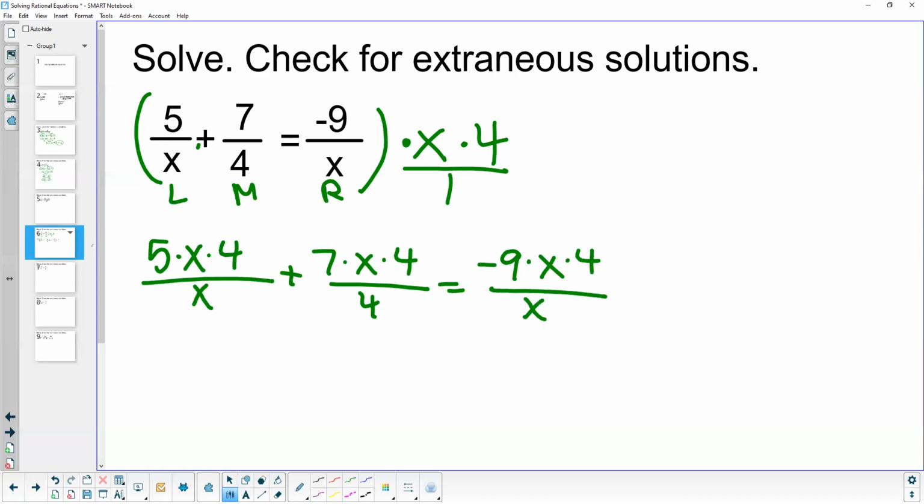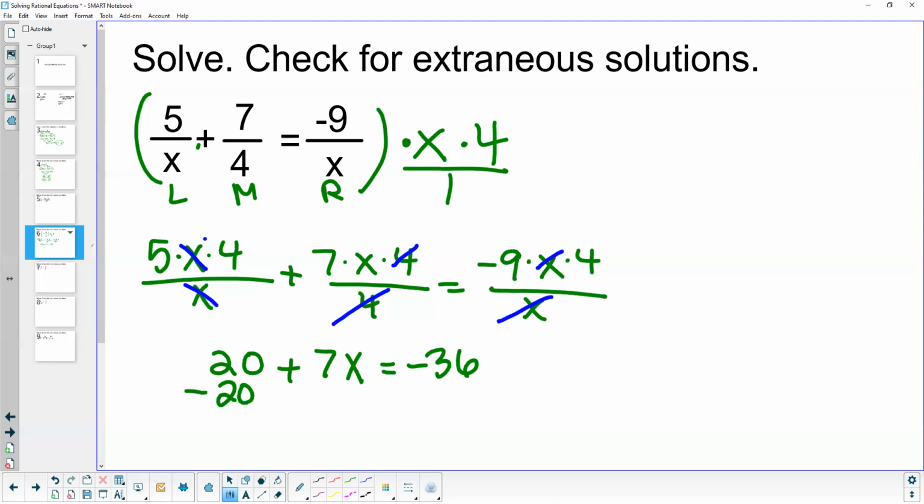Then what we do is that cancel step. That means get rid of whatever is in common on top and bottom, just like we have been. In this case, it's our x's. This case is our 4's, and this case, it's our x's. So then what we're left with over here is 5 times 4, or 20, plus 7 times x, which is 7x, is equal to negative 9 times 4, which is negative 36.